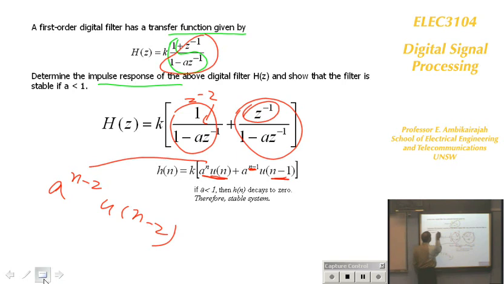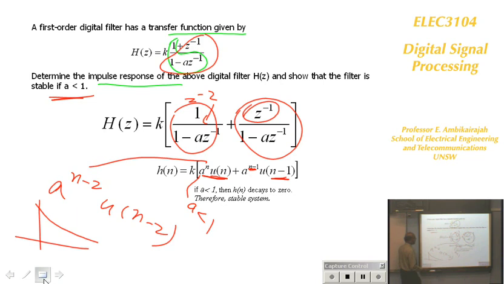Is this system stable? Yes, of course, if a is less than 1. You can plot it or look at it: if a is less than 1, as we have looked at before, the output will decay like that. If the output decays, then it's a stable system.